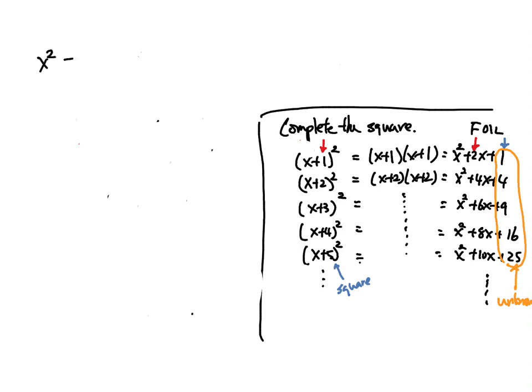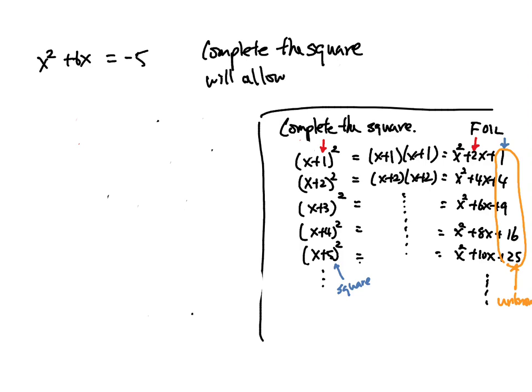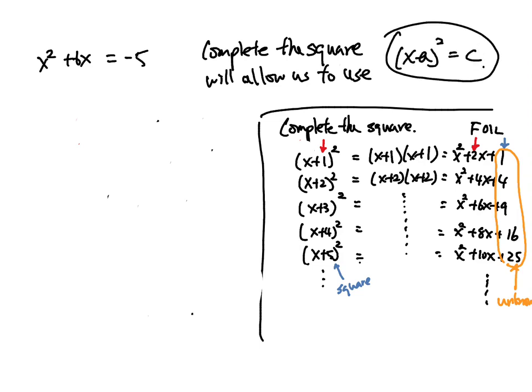x squared plus 6x equals -5. Okay, completing the square will allow us to use this. So check this out. Hey, look at my equation. I have x squared plus 6x. That looks awfully like this right here.